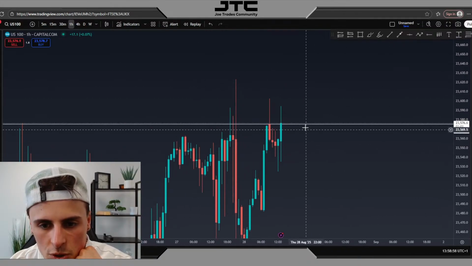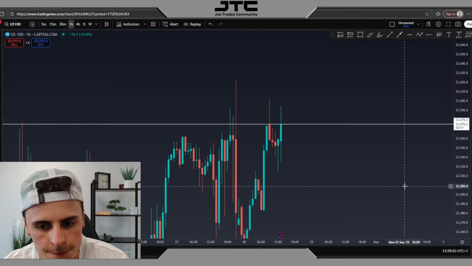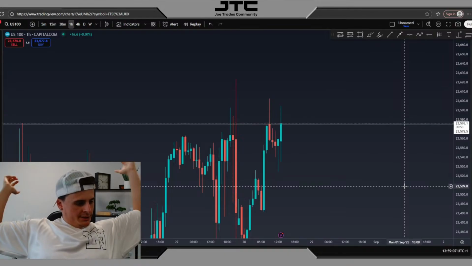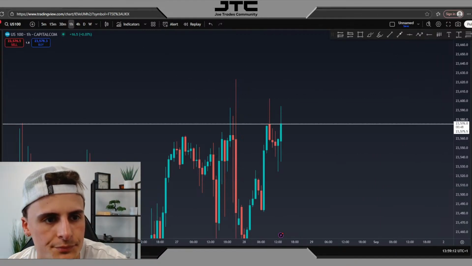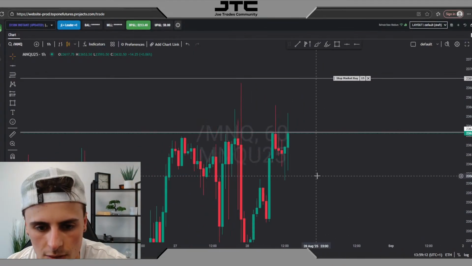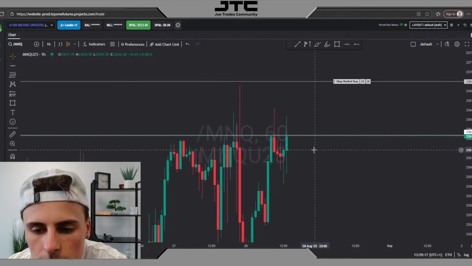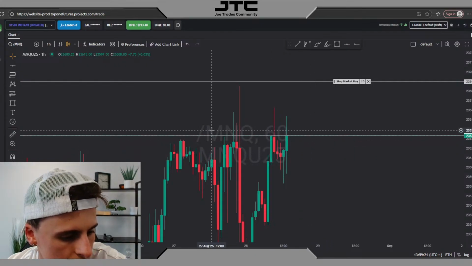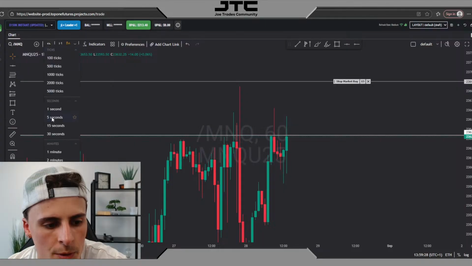It's just because there's so much liquidity up here. I'm happy to take longs on just any break above. Yeah, it's not going to break above here. 30 seconds, I doubt it. We'd need to see some volume anyway.